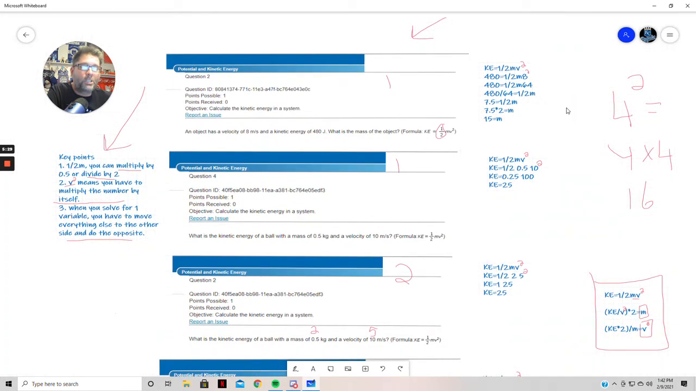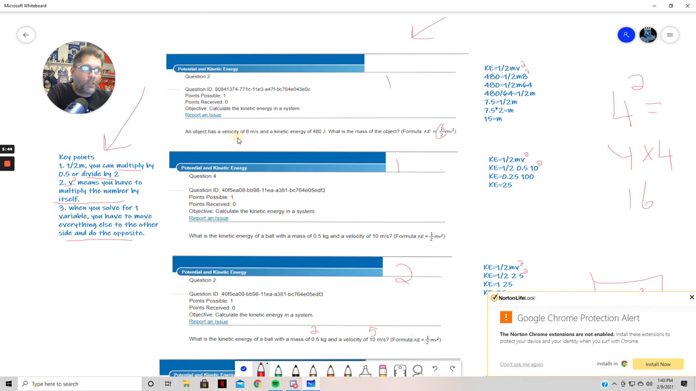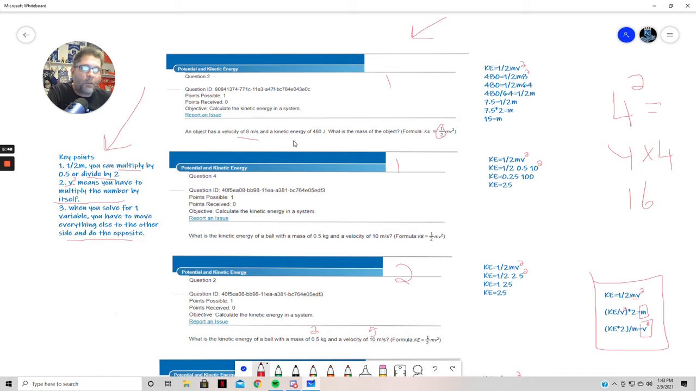All right, and you can see I've got the problem here, and I've also got it worked out down here, but I will go through step by step on how to solve that. So let me get my pen back here. So in the first problem, we got a velocity of 8 and kinetic energy of 480 joules. So we simply plug those numbers in, and you can see those are right here, and they are right here.